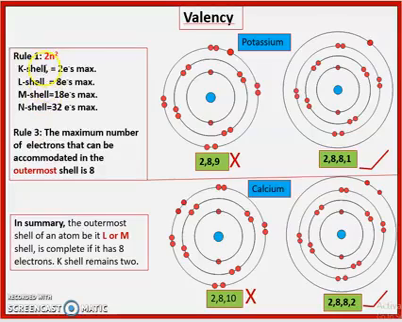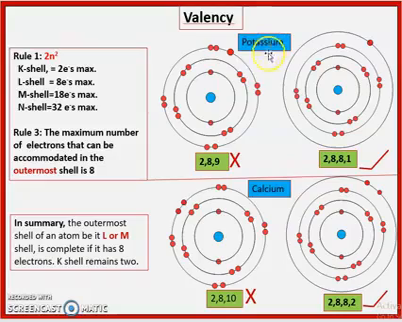The first rule is the 2n square rule, which says that K shell, which is the first shell, takes a maximum of 2 electrons, while L shell, the second shell, takes a maximum of 8 electrons. M shell takes a maximum of 18, and so on. Rule 3 says that the maximum number of electrons that can be accommodated in the outermost shell is 8. Okay, I will explain that later.